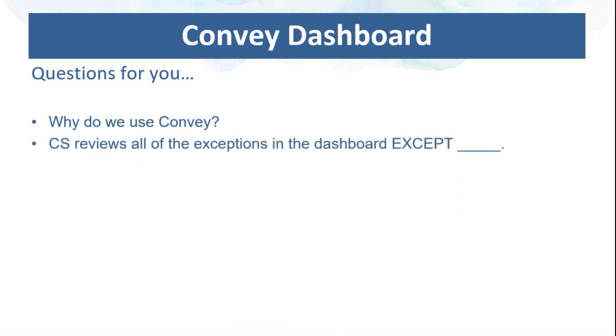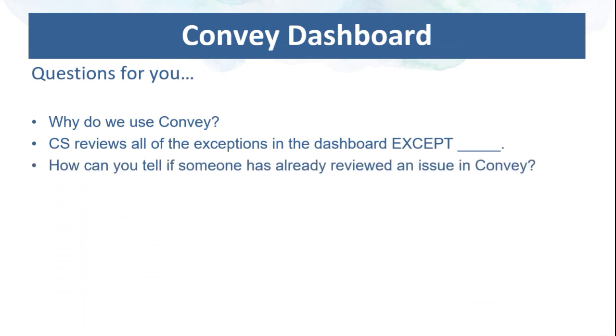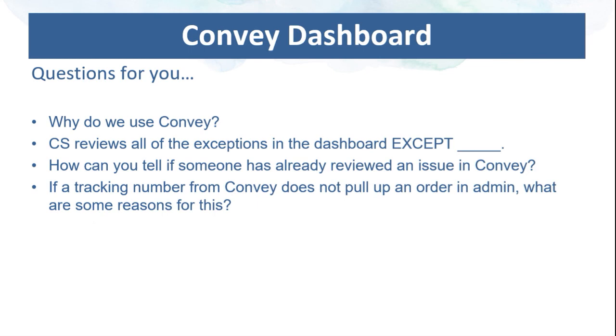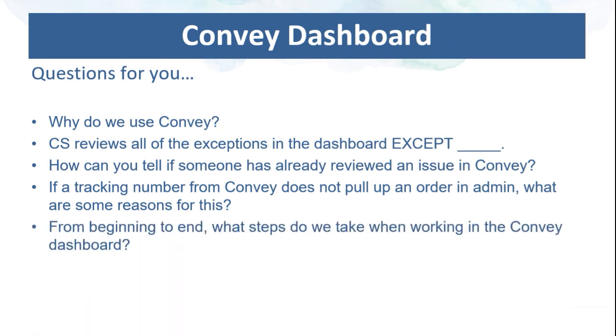Now that you've seen the Convey dashboard, here are a few things to think about. Why do we use Convey? CS reviews all of the exceptions in the dashboard except for... How can you tell if someone has already reviewed an issue in Convey? If a tracking number from Convey does not pull up an order in admin, what could be some reasons for this? From beginning to end, what steps do we take when working in the Convey dashboard?